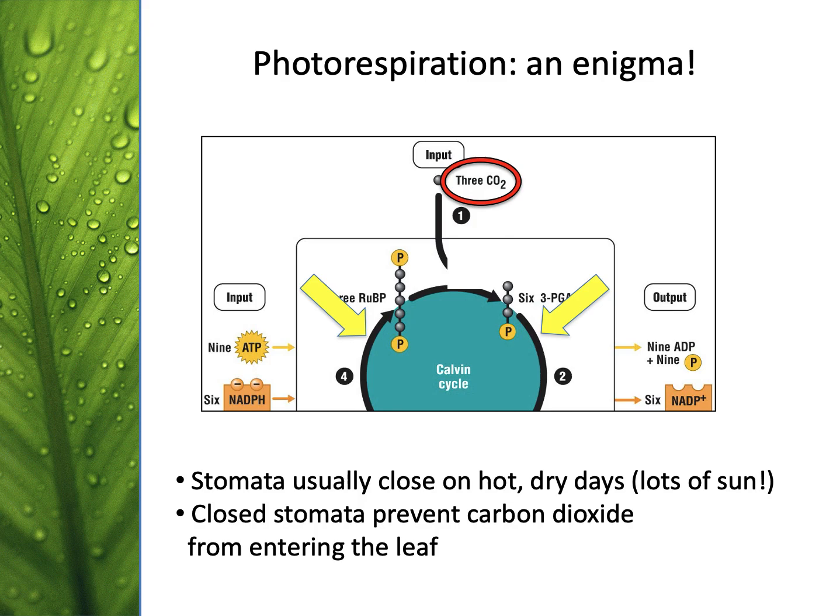Normally, carbon dioxide diffuses into the leaf from the atmosphere. However, stomata on a plant will usually close down on a hot, dry day where there's lots of sun. But if you close your stomata, then you can't get carbon dioxide. And if you don't have carbon dioxide, then you can't build sugars.